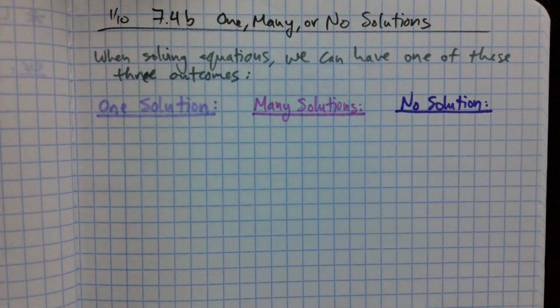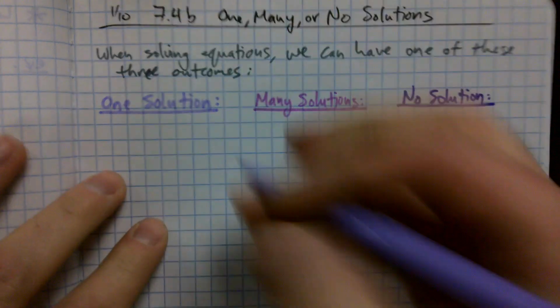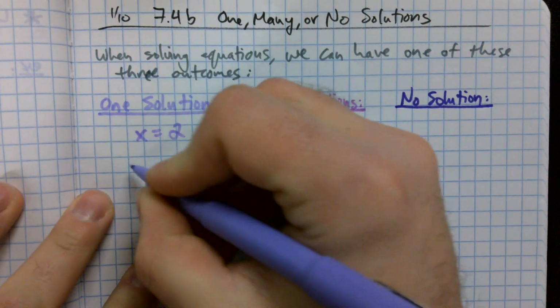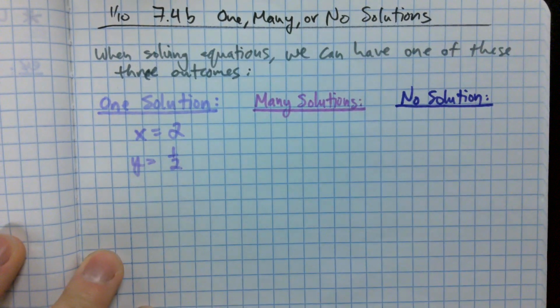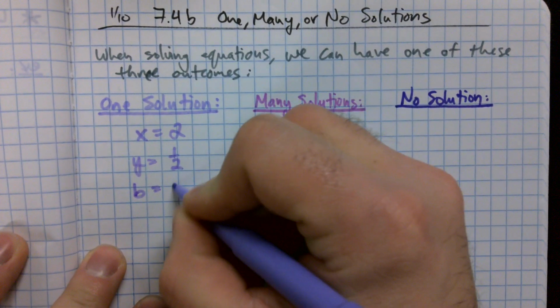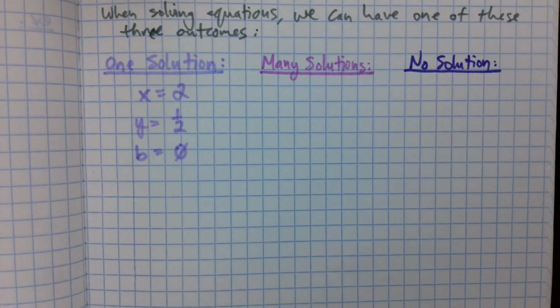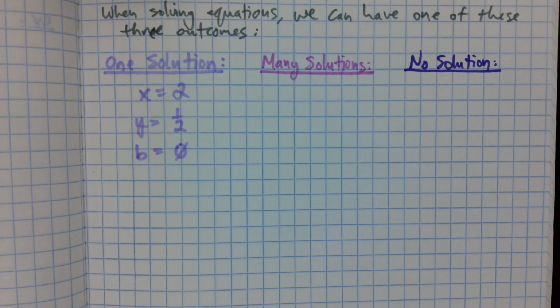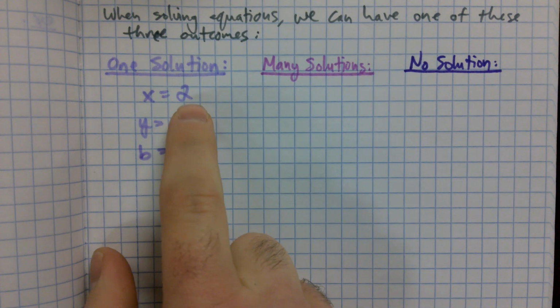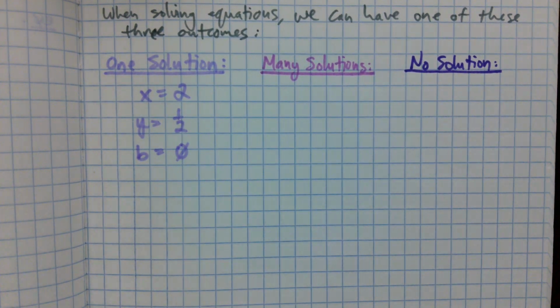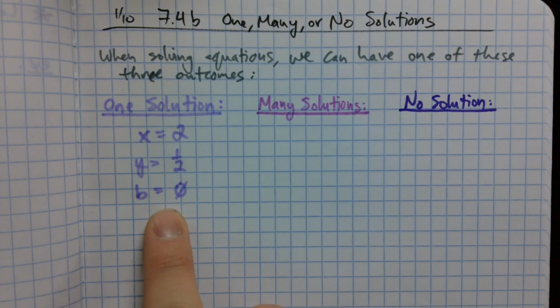Anytime we have an equation with one solution, it looks something like x equals 2, y equals 1/2, or b equals 0, something like that. Letter equals number. That shows us we have one solution. The only answer that makes this equation true is 2. The only answer that makes that equation true is 1/2. And the only answer that makes this other equation true is 0.